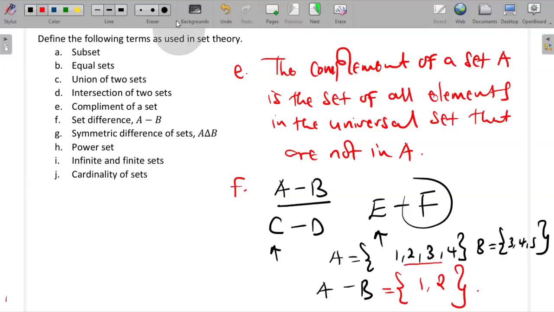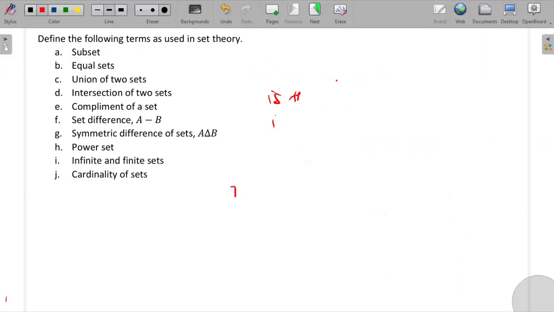Symmetric difference of sets. Okay, they've even given us a representation there. So what is the symmetric difference of sets written like this? Okay, so I'm just going to say the definition. The symmetric difference of two sets, A and B, is the set of elements that are in A or B, but not in both. That's the definition. The set of elements that are in A or B, but not in both.